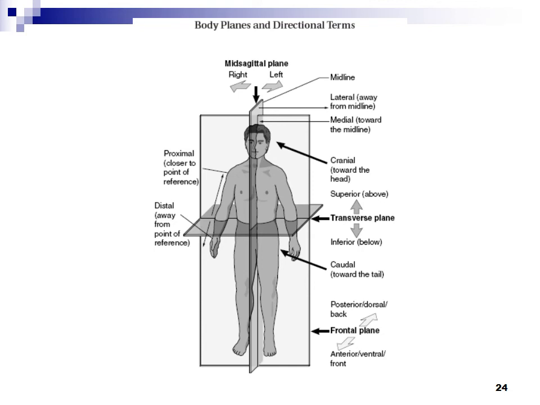Cranial is going to be towards the head, superior is going to be above that transverse plane, inferior is going to be below. Caudal means towards the tail, or the back side of the body. Posterior or dorsal means the back, and then anterior or ventral means the front.